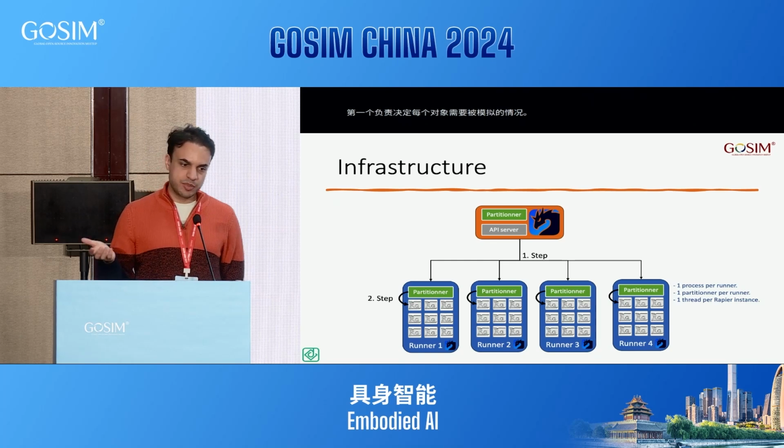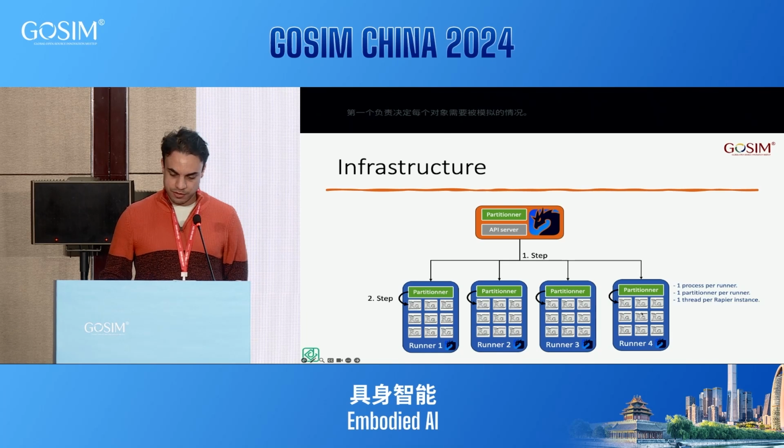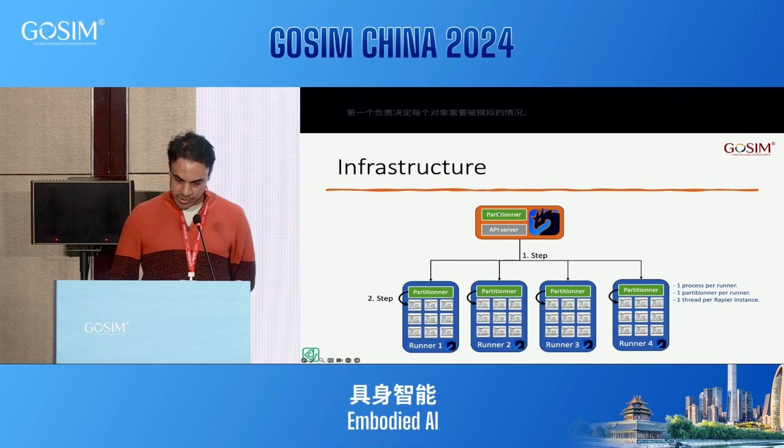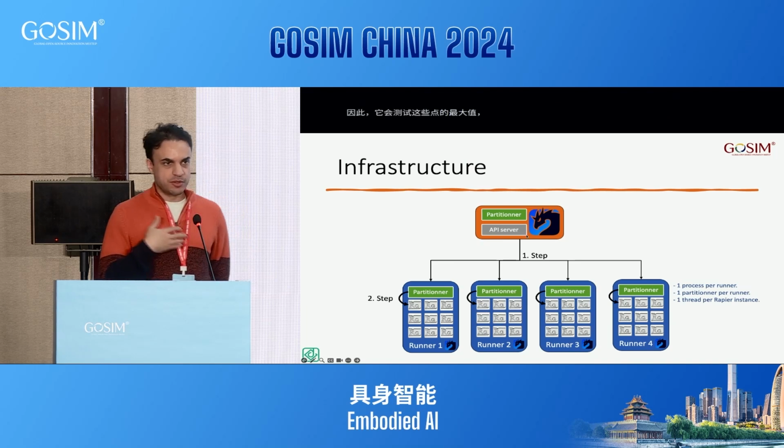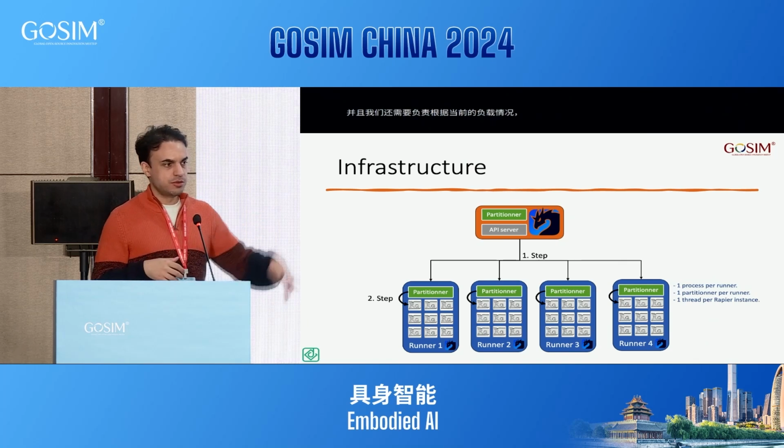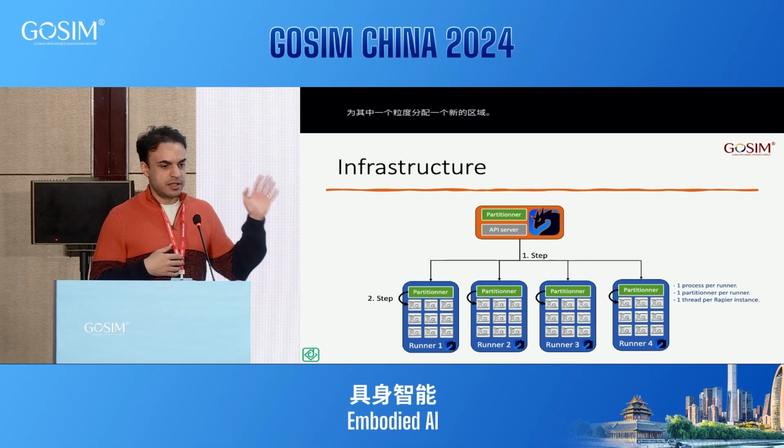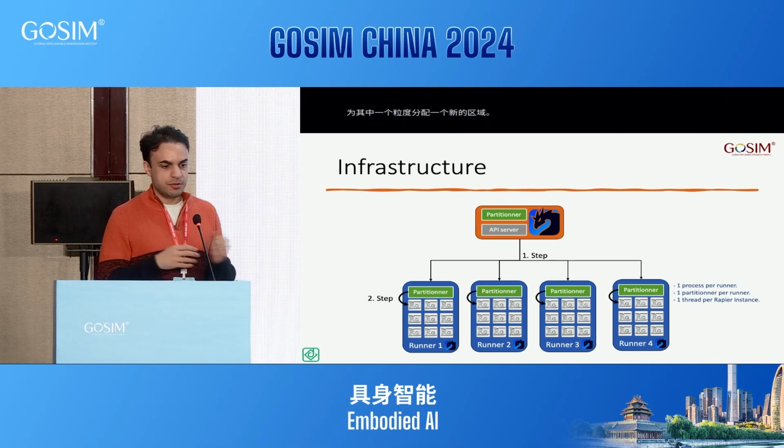And it will also be responsible for assigning a new region to one of these runners based on how much load is already on one of these runners. The partitioner is also responsible for time synchronization between runners, because we don't want one runner to simulate 10 years of simulation, whereas another runner, being slower, will simulate just a few seconds.